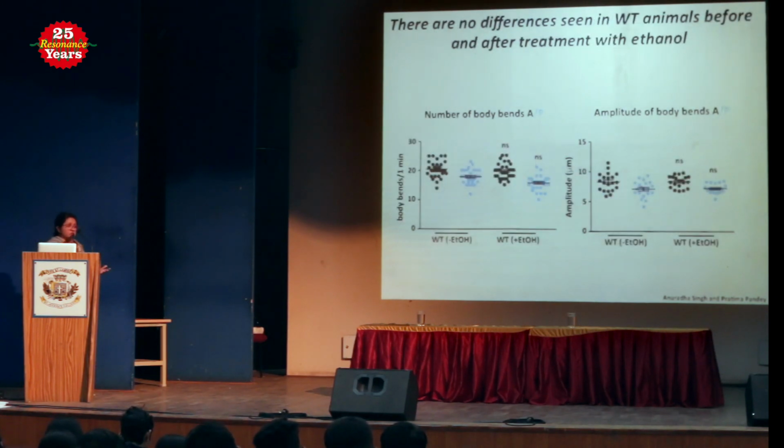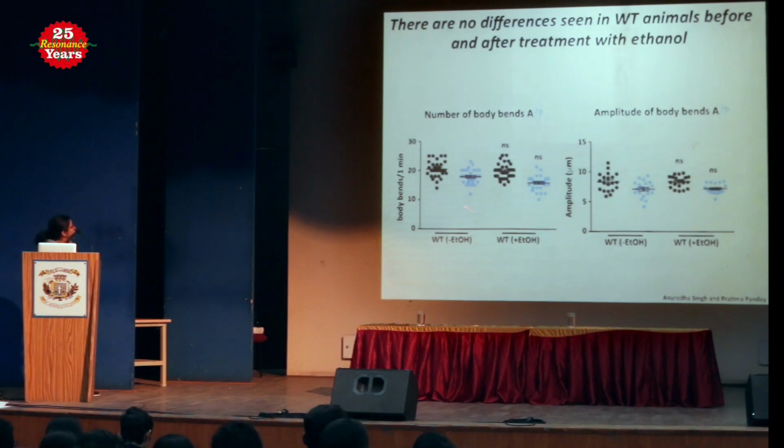So the next question was, this is all very well and good, but we need to have controls, right? We don't know whether wild type animals are behaving normally in the absence and presence of ethanol. We don't know whether these DOP2 mutants actually have a phenotype in the absence of ethanol. So we did all of those controls.